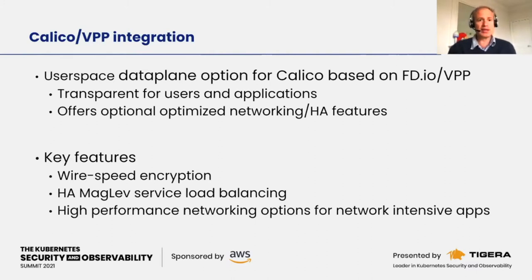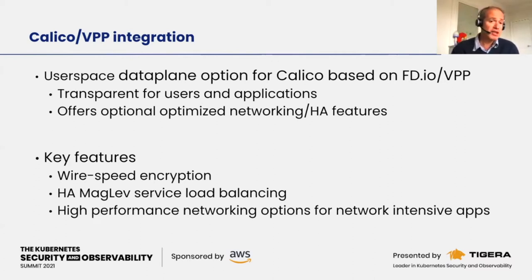Calico VPP is an integration of a userspace data plane for Calico. It's based on FD.io VPP, and it actually complements what you know of Calico, which already has other data plane renderers, including iptables, including eBPF, and including a Windows data plane, right? So FD.io VPP is really the first userspace data plane coming with Calico. It's entirely transparent for users and applications, but of course, it also offers specific optimized networking and HA features.